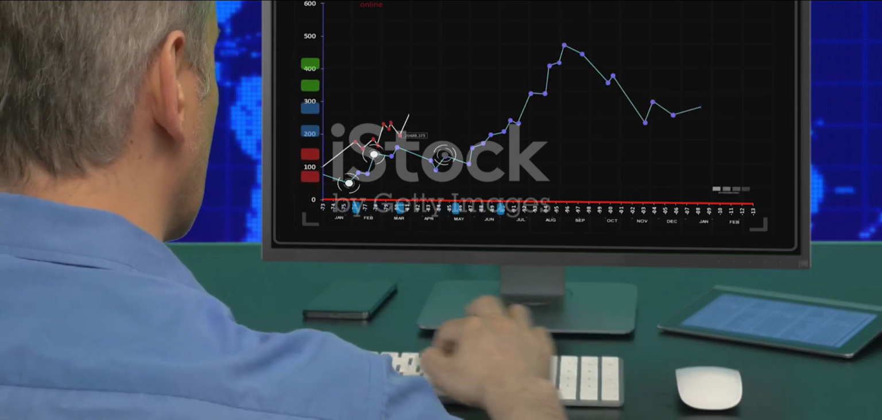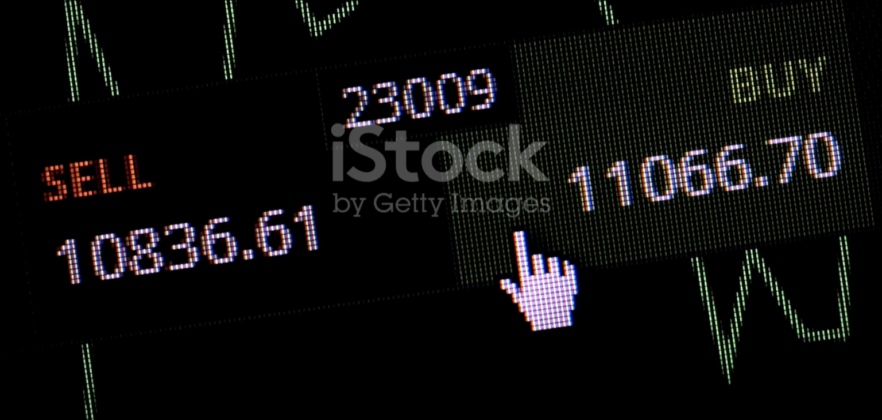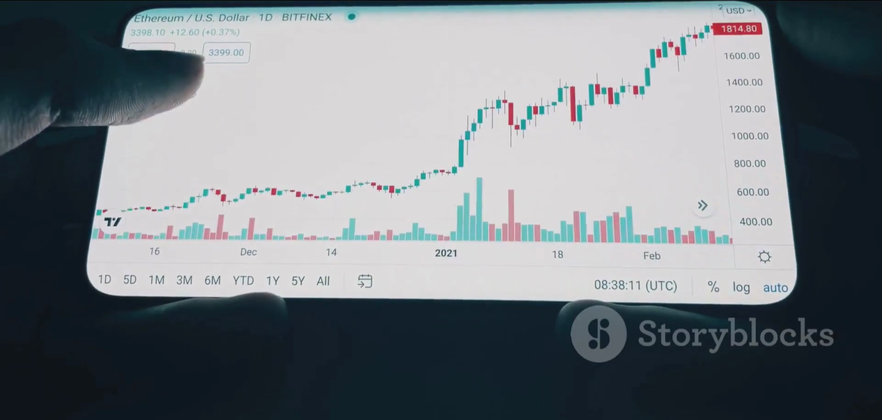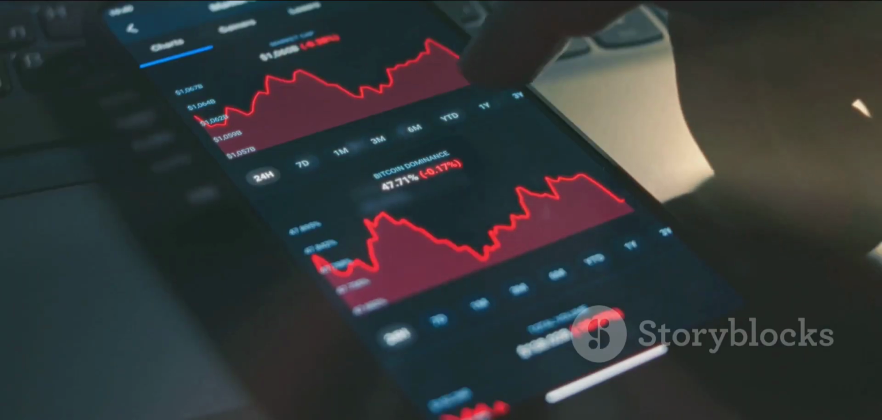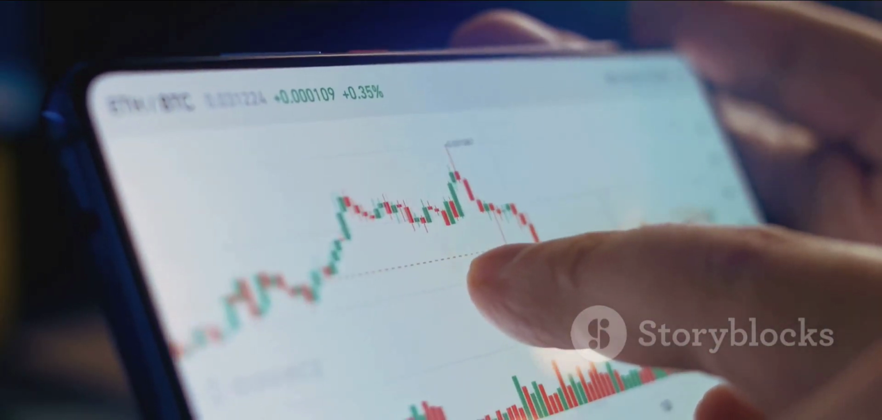Impulse waves are the driving force in a trend. They consist of 5 subwaves. Wave 1 is the initial push in the direction of the trend. Wave 2 is a corrective pullback. Wave 3 is typically the strongest and longest wave in the sequence. Wave 4 is another corrective wave. Wave 5 marks the final push in the direction of the trend.